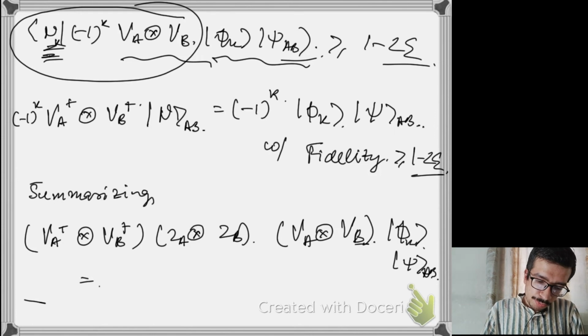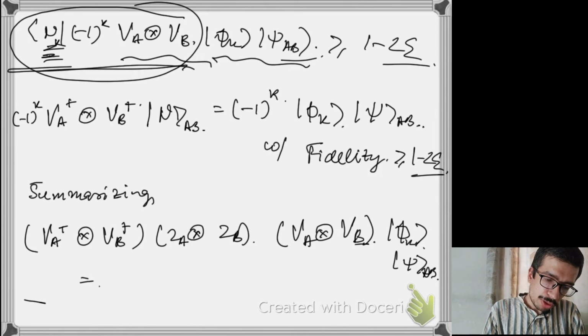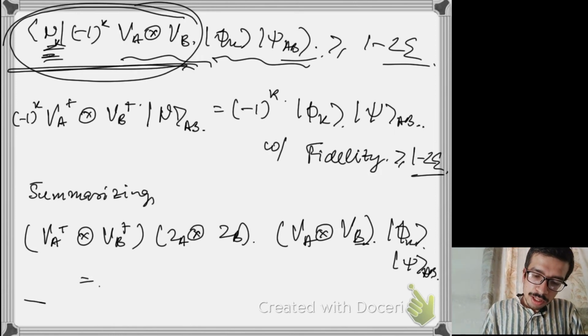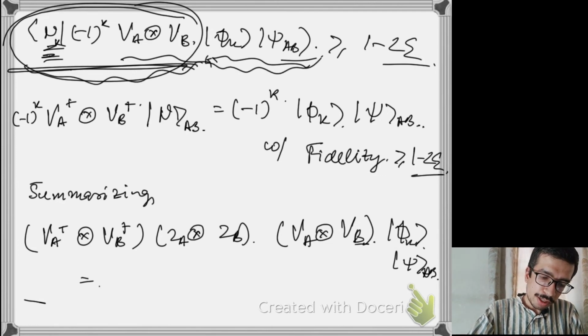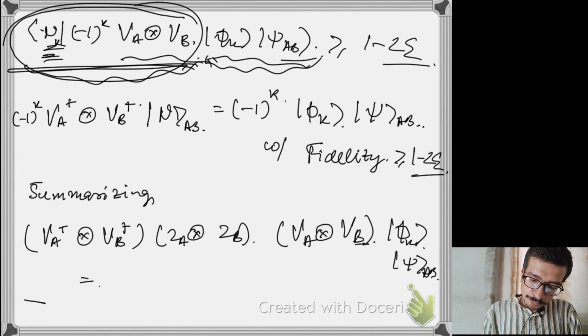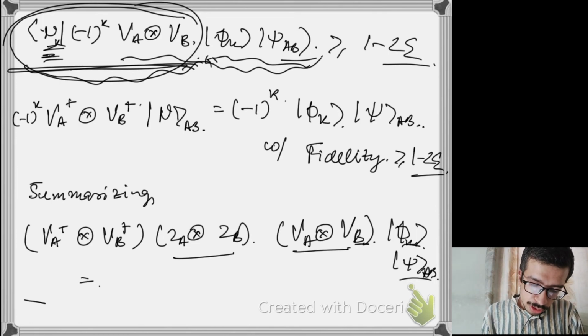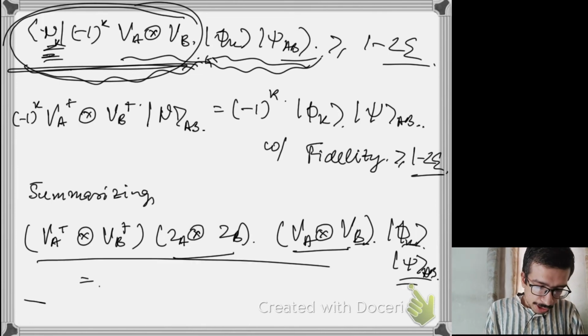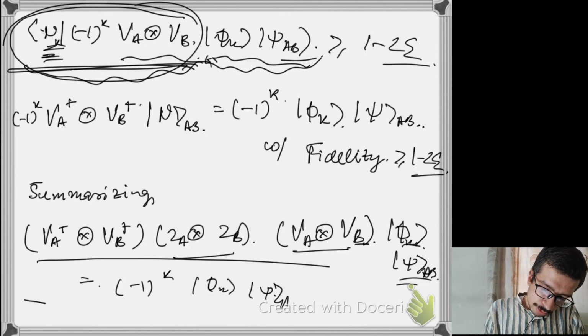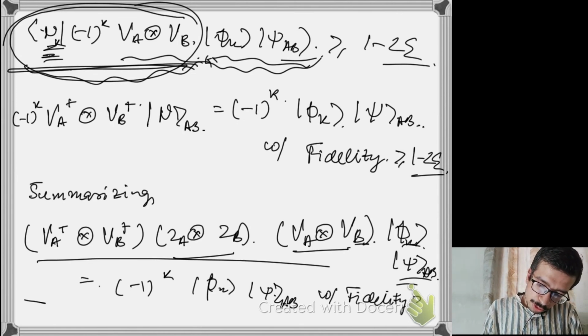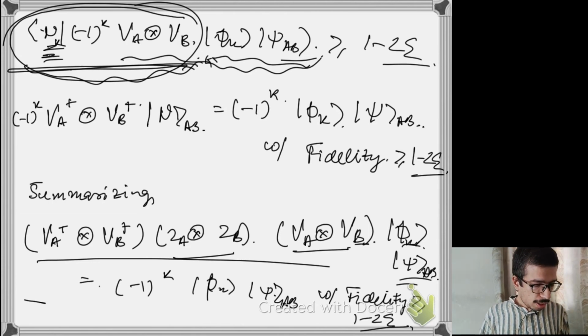So here essentially what I'm doing is that I have flipped this equation and I'm now looking at VA dagger tensor VB dagger applied to mu k. This is like the fidelity between phi k psi AB and VA dagger VB dagger applied to mu k. And mu k is nothing but ZA tensor ZB VA tensor VB phi k psi AB. So this actually equals minus 1 to the power k phi k psi AB, with fidelity greater than or equal to 1 minus 2 epsilon, right?